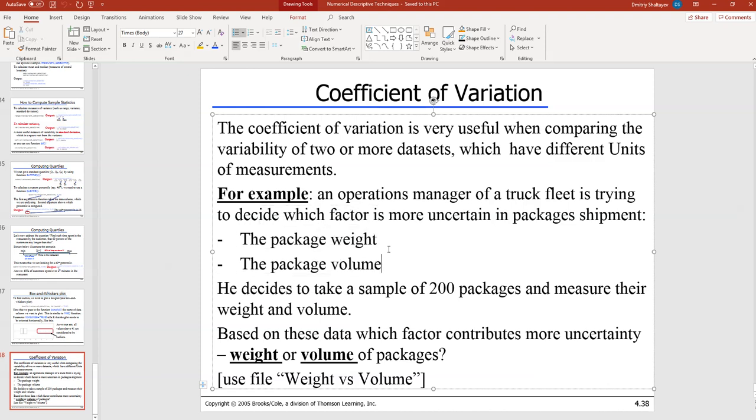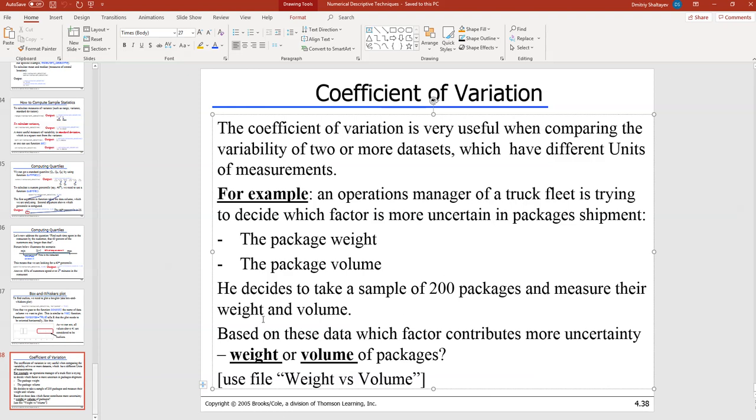Which one is more uncertain? So he decides to take a sample of 200 packages and measure their weights and volumes. Based on this data, which factor contributes more uncertainty, weight or volume? So use the file weight versus volume.